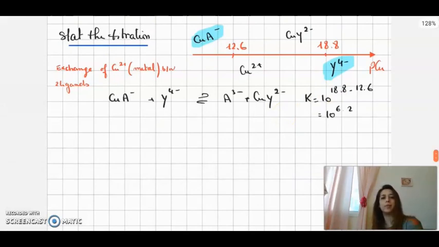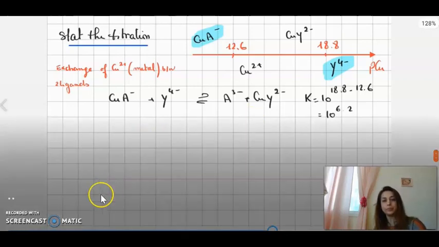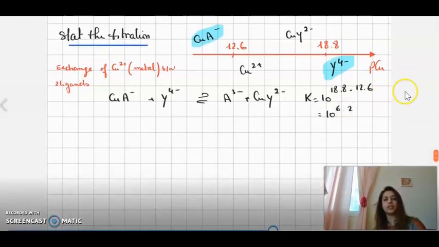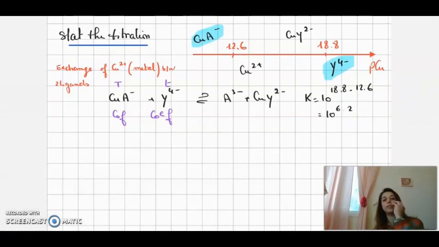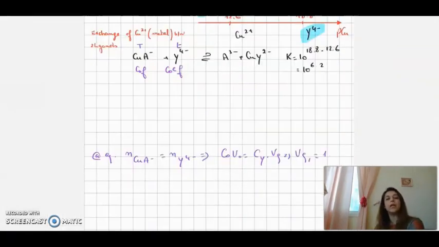Here over the scale, the couple is CuA- and A3-, not Cu2+. So my reaction is an exchange reaction of the copper 2+, the metal, between two ligands. K of this exchange reaction is 10 power pKd acceptor minus pKd donor, which is equal to 10^6.2. As it's a titration reaction, we have to specify big T and small t, and we have to determine the volume at equivalence, which here is equal to 10 milliliters.